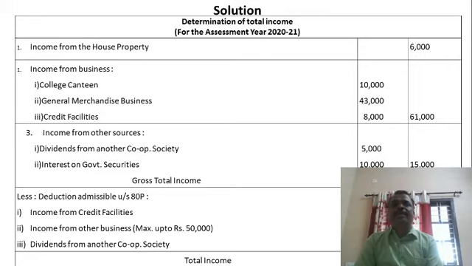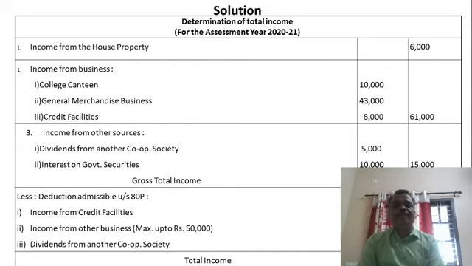On the gross total income we do not calculate tax directly; we must deduct all the deductions that are available, in order to reduce the tax. Less: deduction admissible under section 80P. Income from credit facilities. Usually, a cooperative society is meant for social welfare activities, and helping the members is the main motto of the cooperative society. So income from credit facility will get exemption under section 80P, 8,000. We already entered it in the income from business. Once again, deduct income from credit facilities under section 80P.